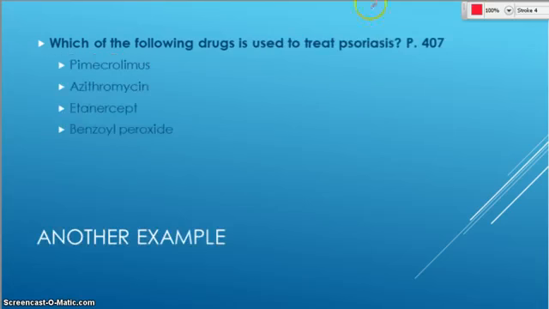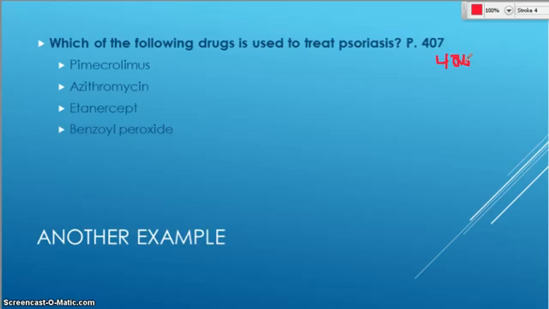Last example, which of the following drugs is used to treat psoriasis? This one is on page 407 in the older textbook, and page 426 in the new textbook. So it's actually 406 is where the table starts, but the answer is going to be found on 407, I believe. And this one wants to know which of the following drugs is used to treat psoriasis.